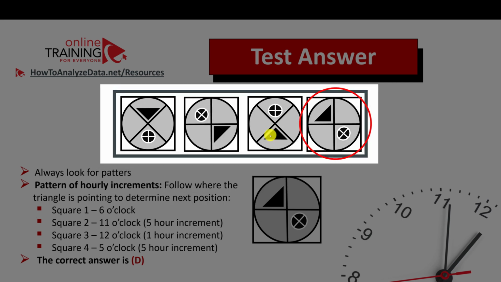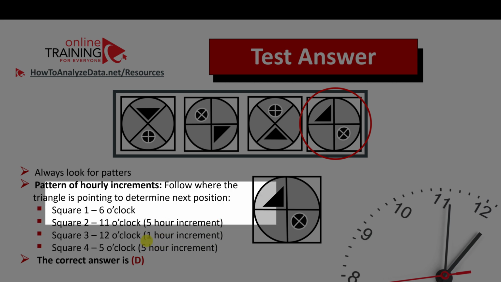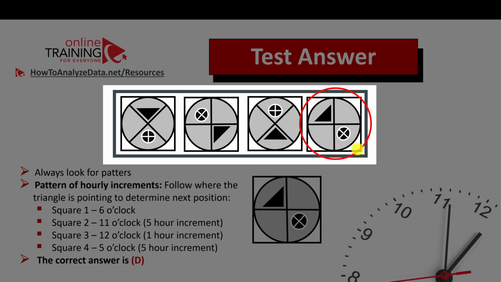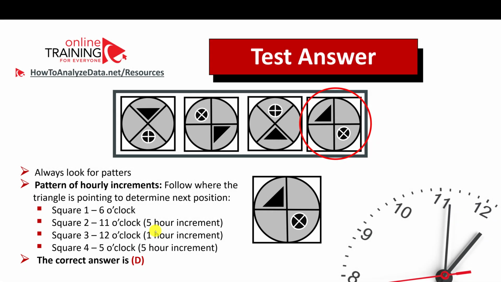Now, in the next square, the triangle is pointing at noon or midnight, whatever pattern you follow, or 12 o'clock. So we're dealing with a 1-hour increment, which means that in the next shape, we will go back to a 5-hour increment, which will bring us to the 5 o'clock position. So the correct answer is choice D. Hopefully you've nailed this question and now know how to answer similar problems on the test.